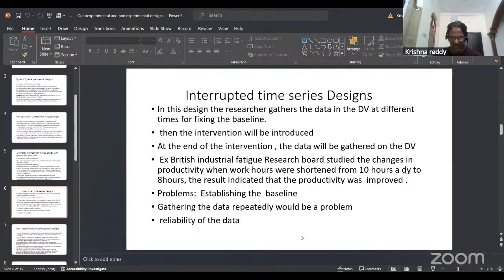I think you have also seen this in our study material, where the British, before reducing the working day from 10 to 8 hours, gathered data on hourly output for each month. So before reducing the hours of duty from 10 to 8, they studied for 17 months to establish the baseline. What is their productivity for each hour?